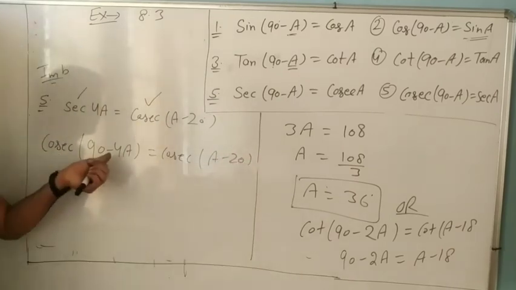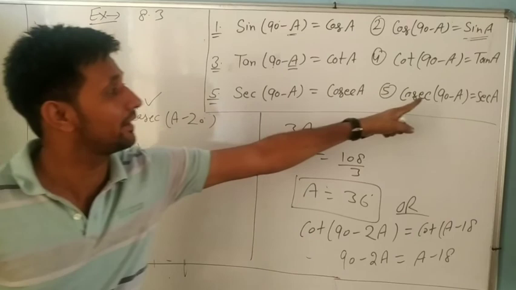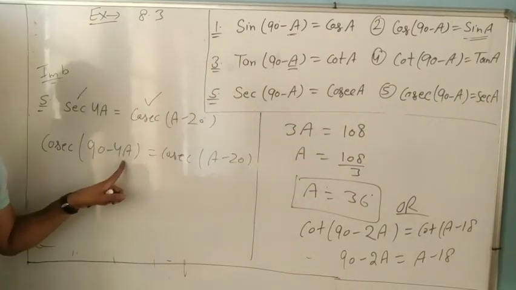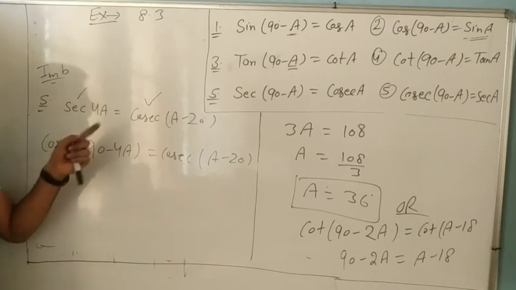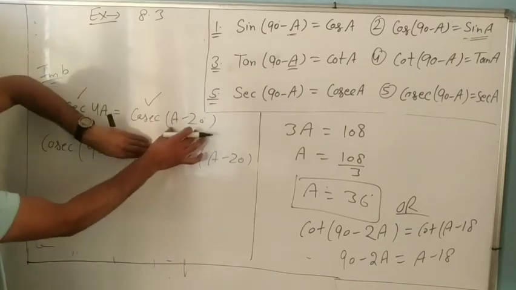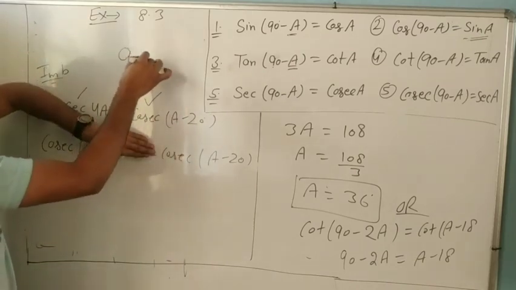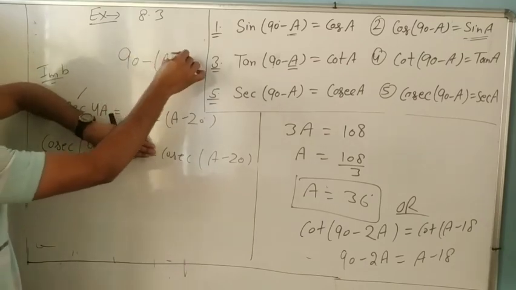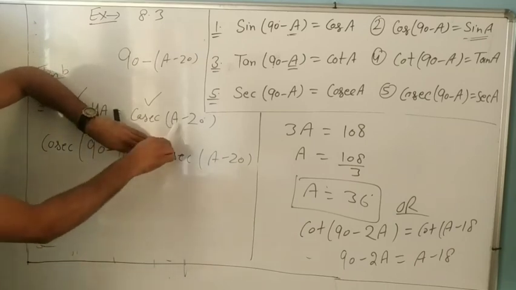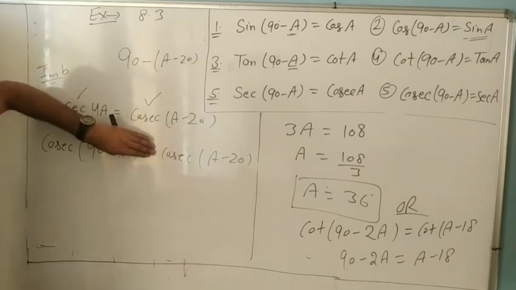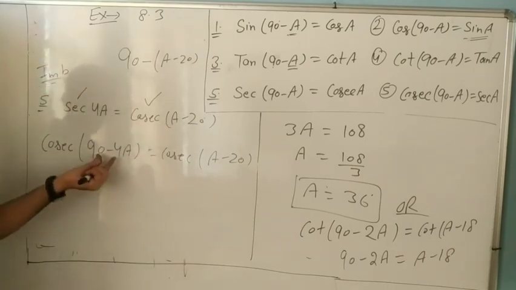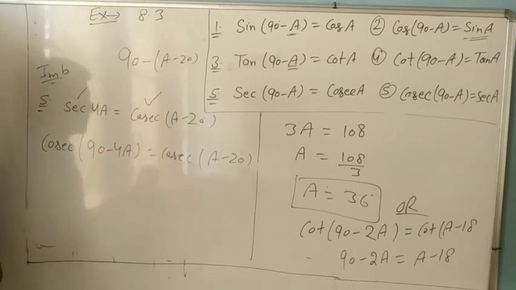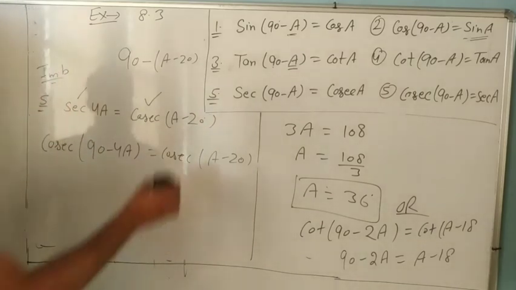Cosec(90 minus a) is always sec a. But here a is 4a, so it is sec 4a. Otherwise you can change it also. But when you change it, 90 minus, and whenever we write minus, always use a bracket here. Okay, because here there is more than one term. That's why. Okay dear. So now 90 minus 4a equal to a minus 20. So same as it is. You have to do it yourself. Okay dear.